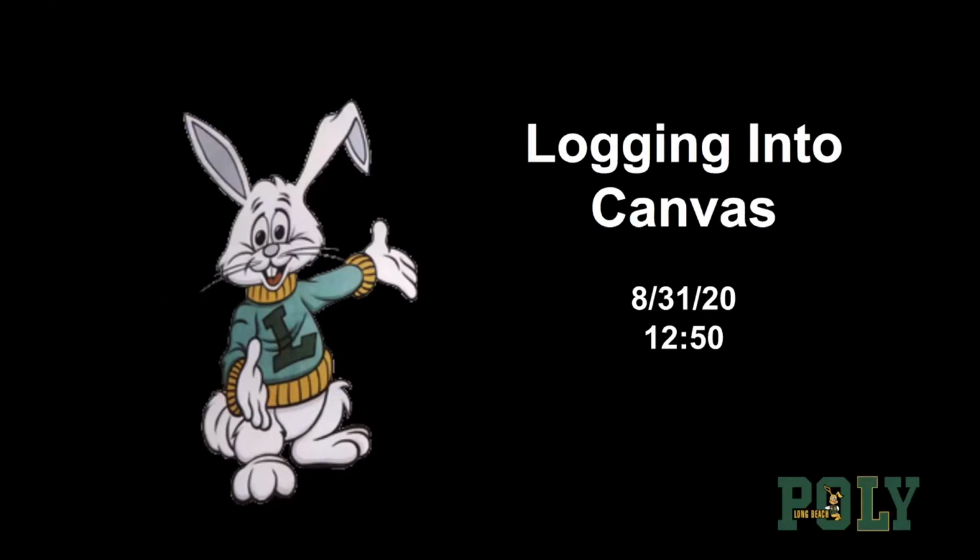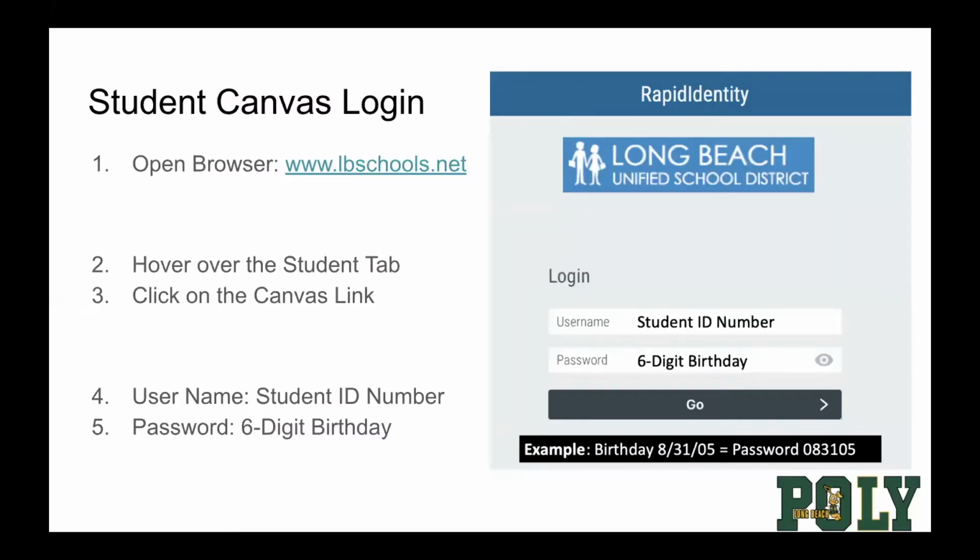Again, like I said, today's presentation is on logging into Canvas. Now, to be honest with you, it's not nearly as difficult as people are going to think it's going to be. So here we go. The very first thing I'm going to do is just show you the instructions. Instructions for logging into Canvas: step one is open up a browser window to www.lbschools.net. You're going to hover over the student tab, click the Canvas link, enter your 9-digit student ID number, and ultimately your 6-digit birth date.